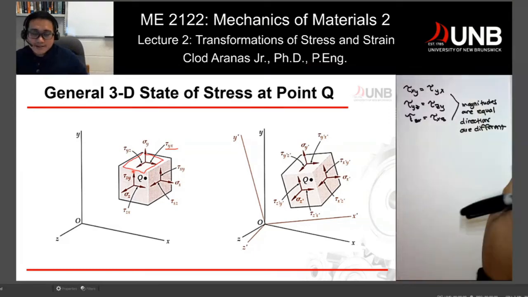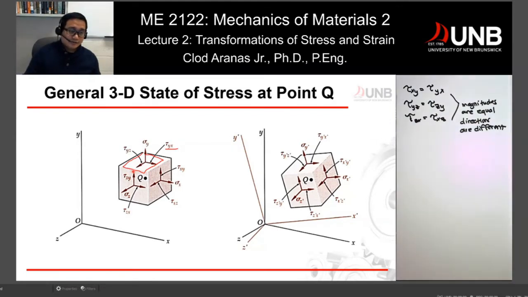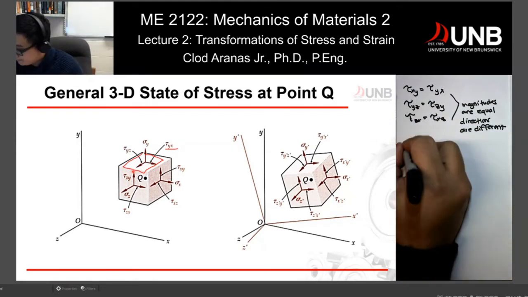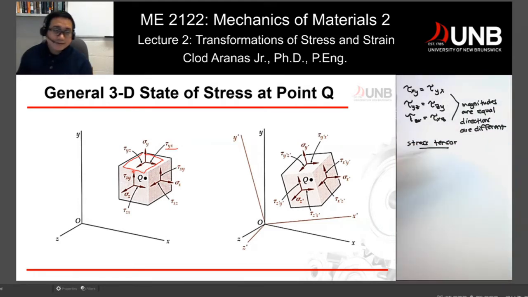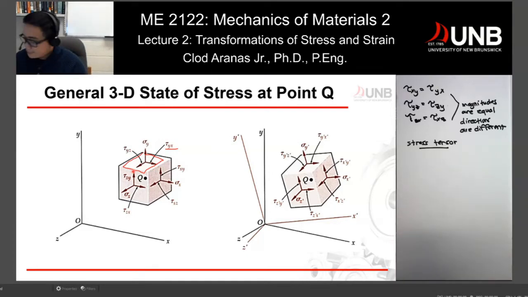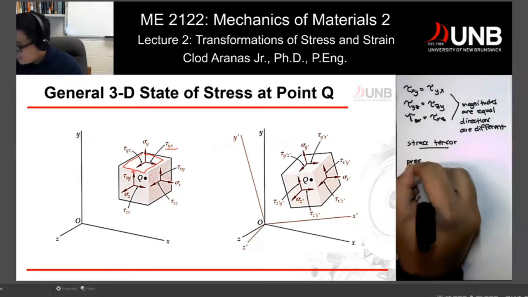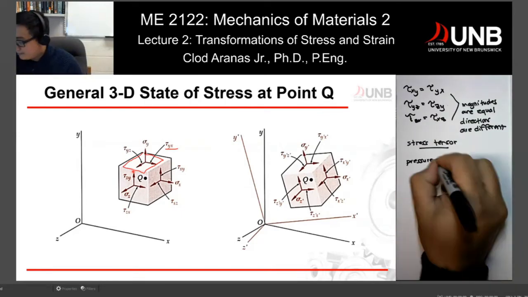So those components can be described by a stress tensor. And what is a stress tensor? Before we discuss a stress tensor, because in a stress tensor you can describe the plane, the direction, and the magnitude of your stresses, let's first determine how we can, for example, quantify pressure or temperature. So let's say we are asked to give a value to pressure or temperature.